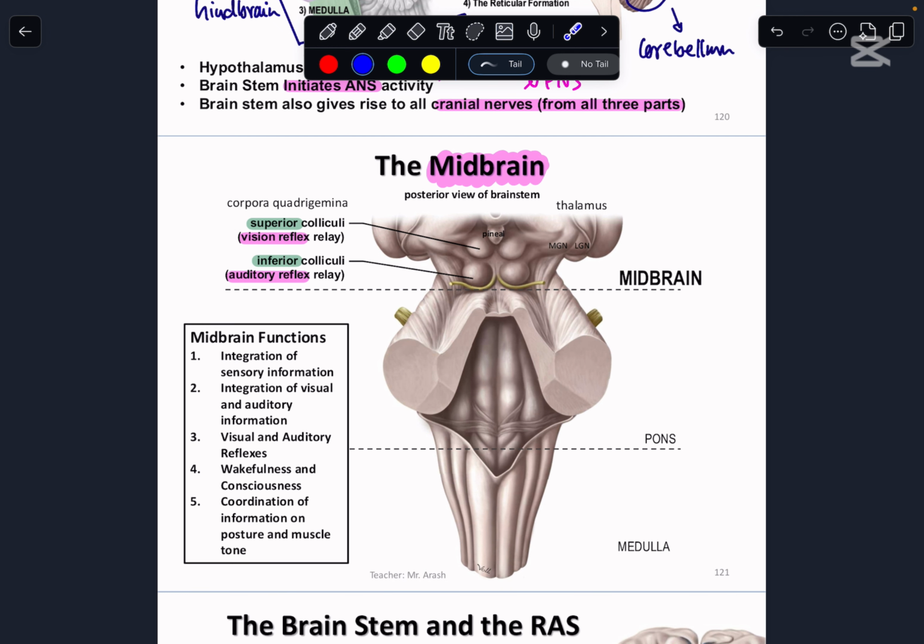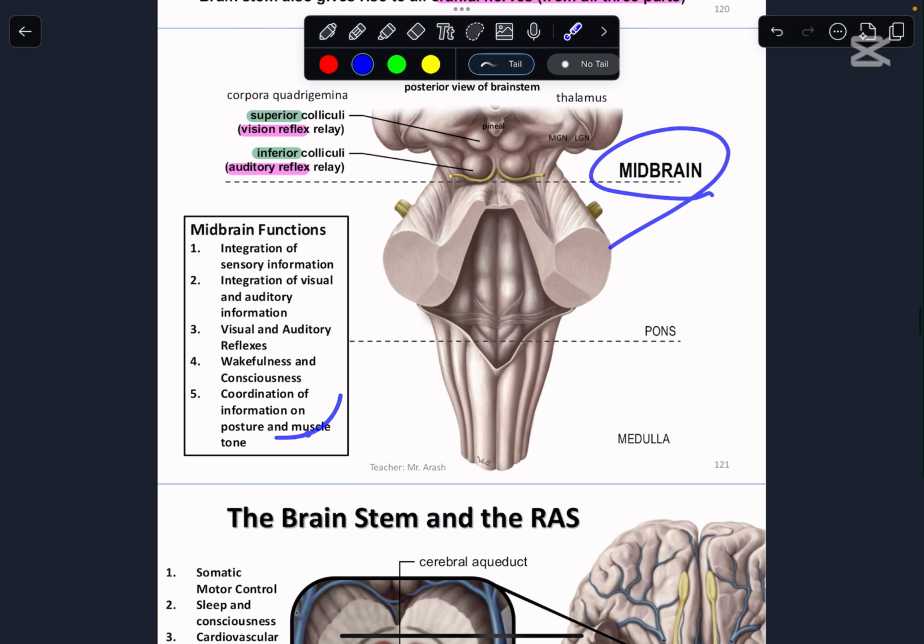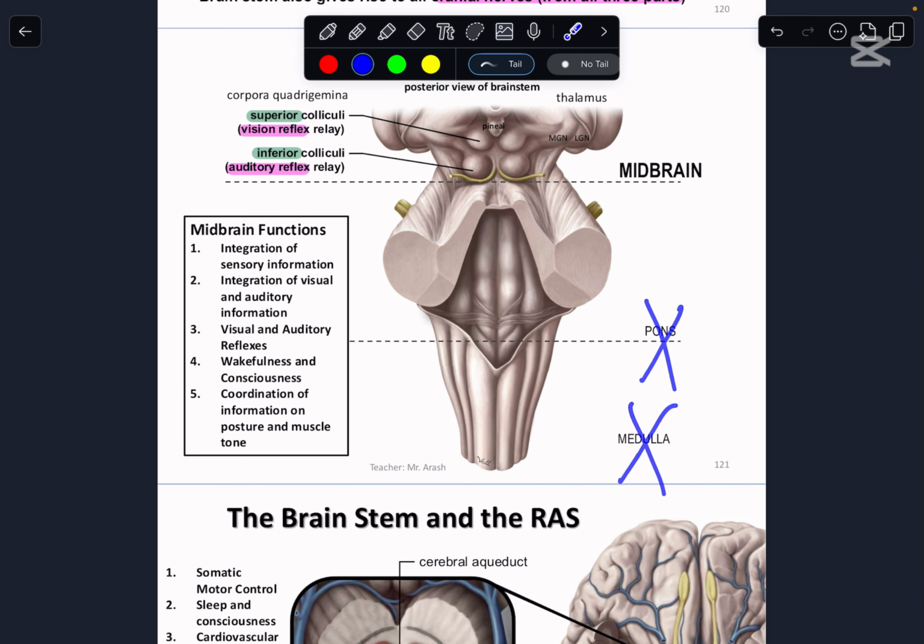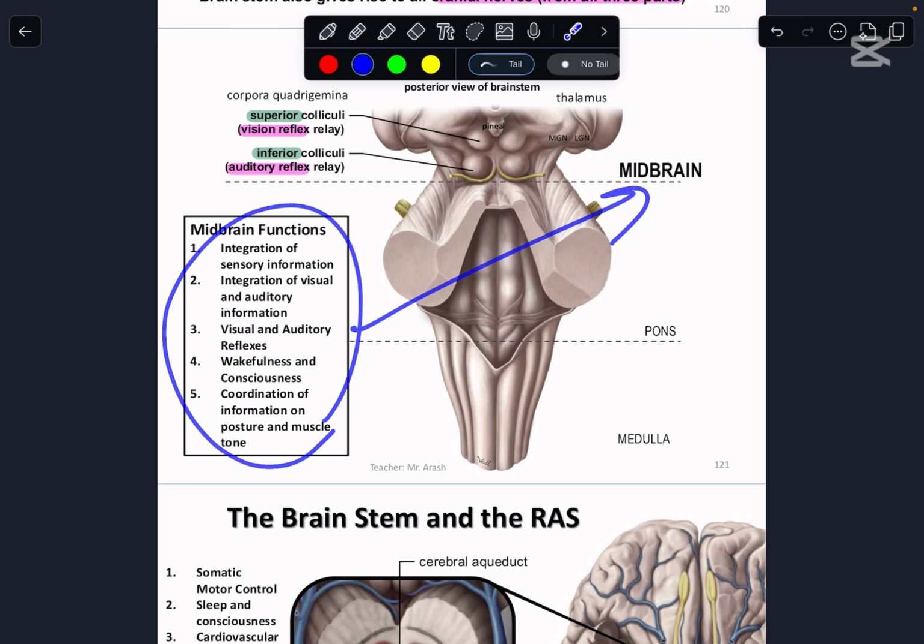So you can use that to say, okay, the one on the top is superior, and the one at the bottom is inferior. Superior is higher because your eyes are higher, and inferior is lower because your ears are lower. So you can actually use that to memorize. So that's midbrain, and these are the functions of the midbrain, by the way. In this slide, we're not talking about medulla and pons. All of these functions are functions of the midbrain.